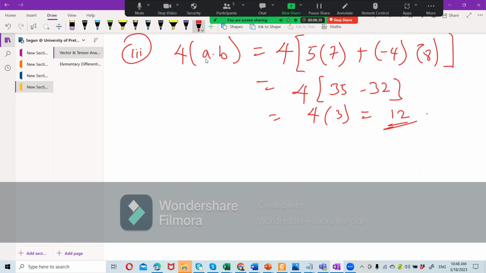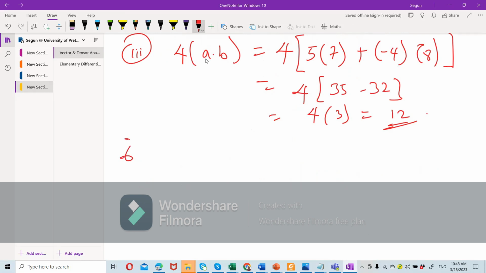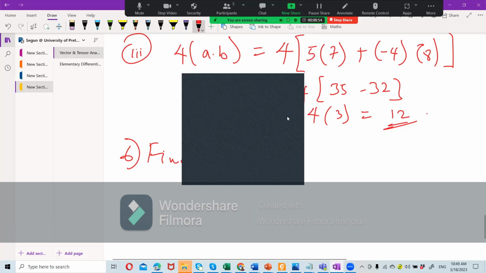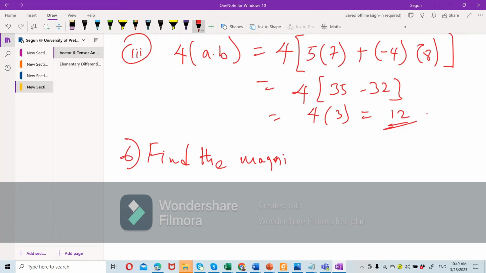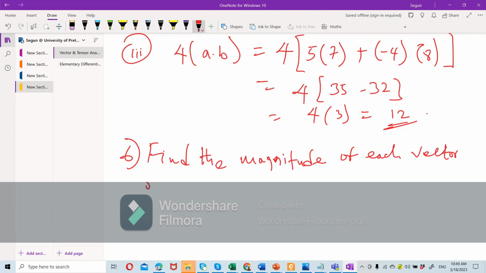Let's look at this question. You can mute your mic if you are not talking because of the recording. Find the magnitude of each vector A, where A equals 2i minus 4j plus 6k.